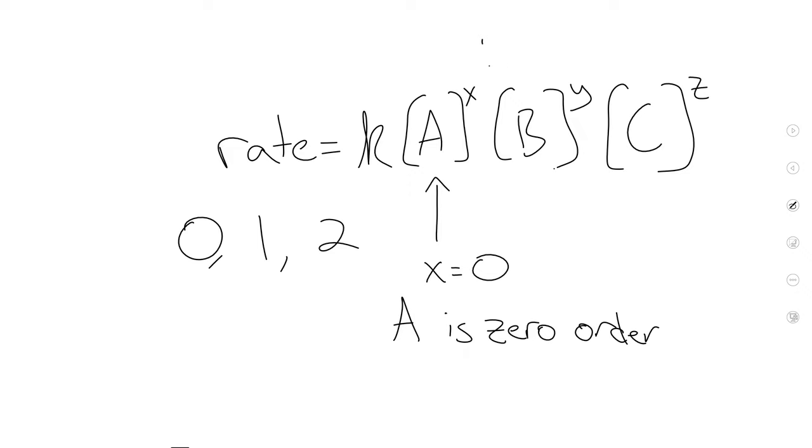If Y is equal to 1, anything to the 1 is what? It's like multiplying by 1, right? It's the same thing. If Y is 1, we call it first order.